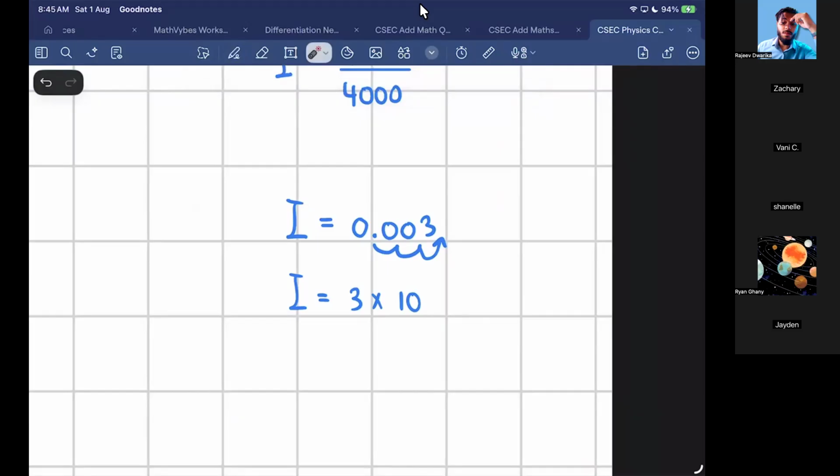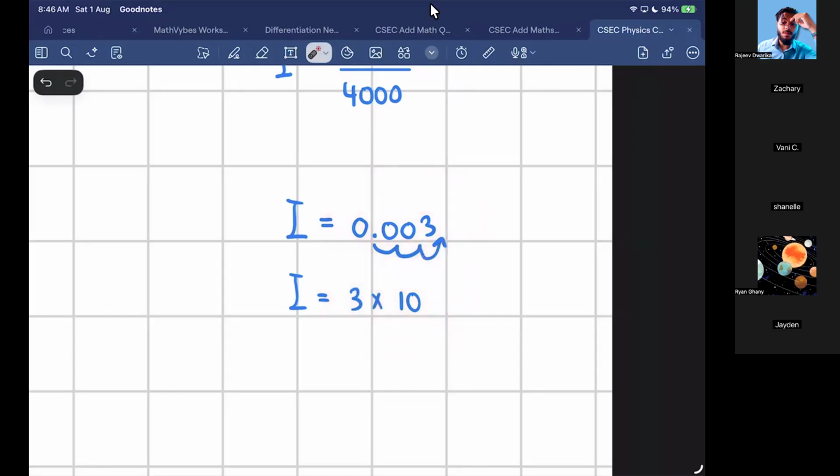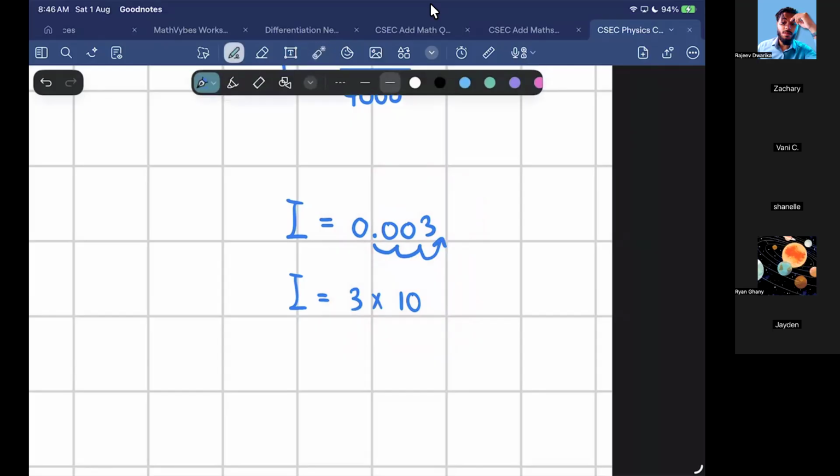Think about it. This is the number you got back, 0.003. Is that a big number or a small number? A very small number. If you multiply 3 by 10 to the power 3, which is 1,000, will you get back 0.003? No, you get 3,000. So that doesn't make sense. So it should really be 10 to what power? Negative 3. What prefix is negative 3?